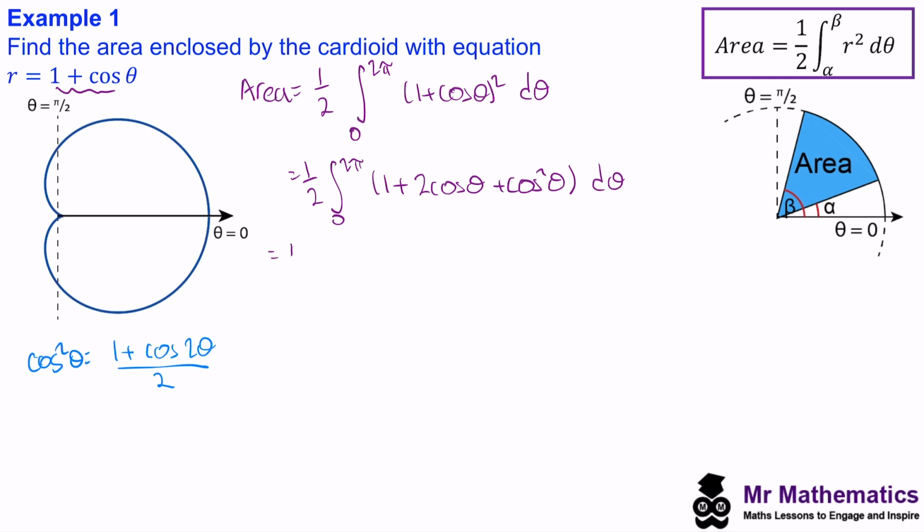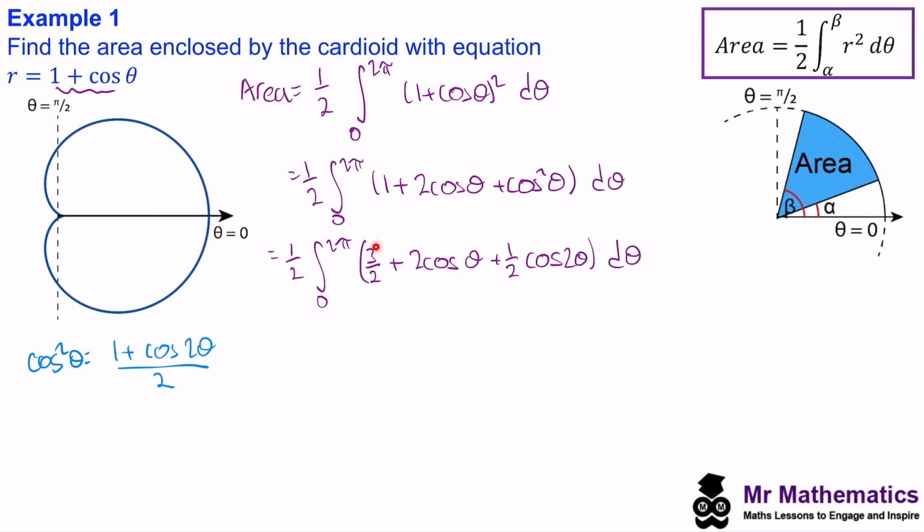So the area will be 1/2 of our limits. Now, this 1/2 we can add to this 1, and that will give us 3 over 2 plus 2 cos theta. And then we need 1/2 of cos 2 theta, and we'll put this in brackets d theta. So now we're ready to carry out this integral.